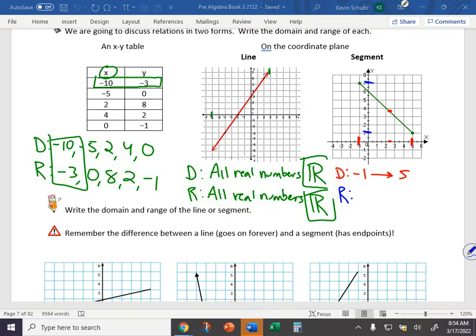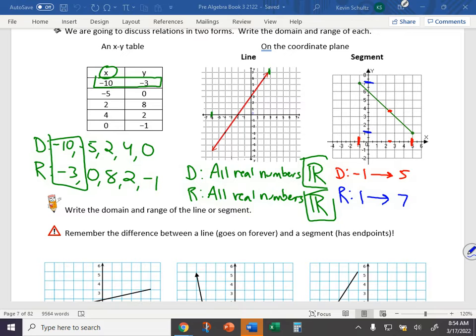So everything between 1 and 7 is going to be a part of the range. So similar to the domain, we're going to put 1, arrow, 7. Everything from 1 to 7 is included.